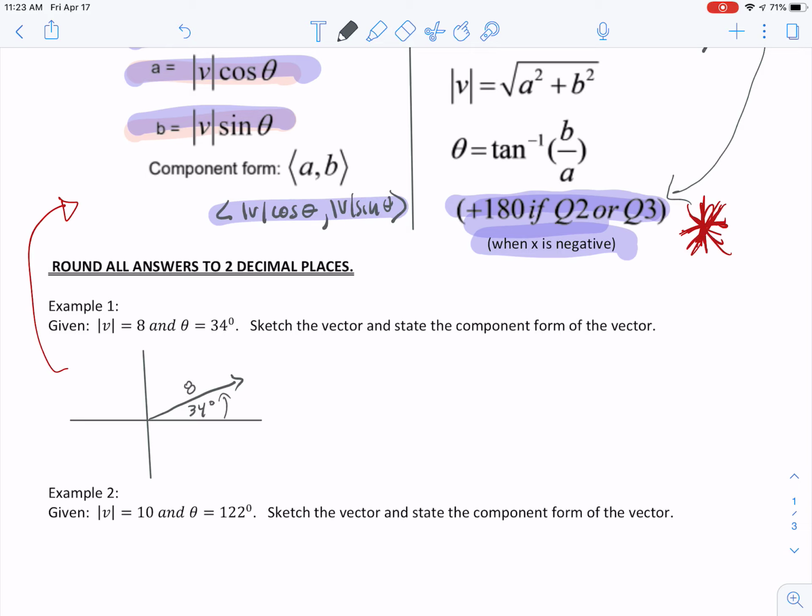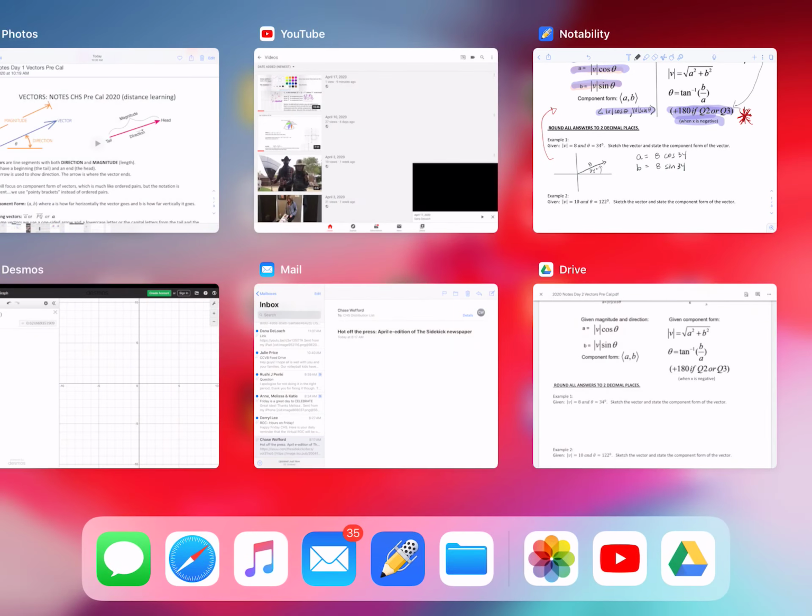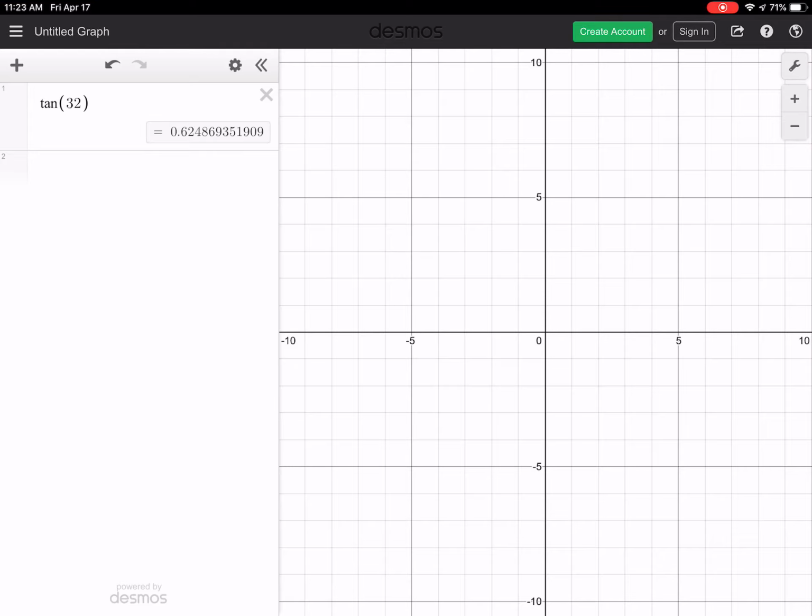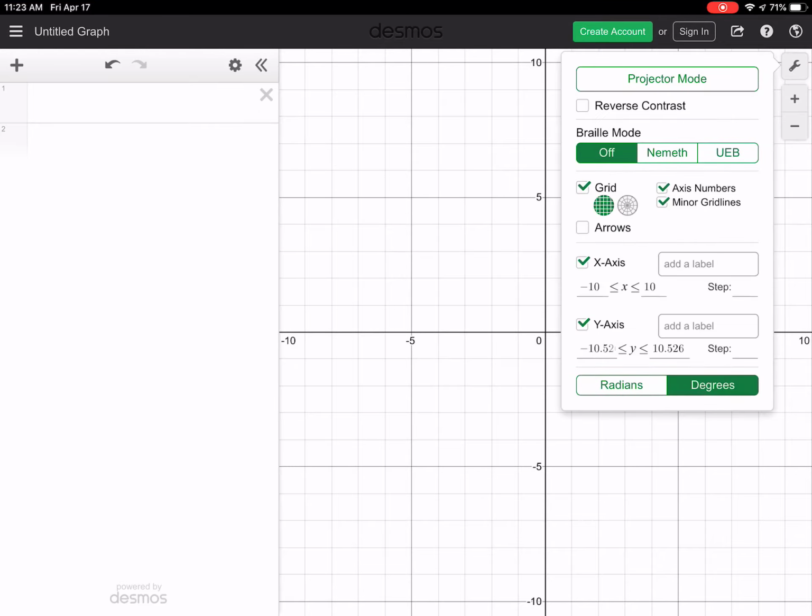That's your theta. The component form, A, is just going to be 8, which is your magnitude, cosine 34, and B is just going to be 8 sine 34. That's all you have to do. Now I'm going to pull up Desmos. So I have Desmos here. One thing that you want to do is go to your tools, and you can toggle from radians to degrees. We're going to be in degrees this time.